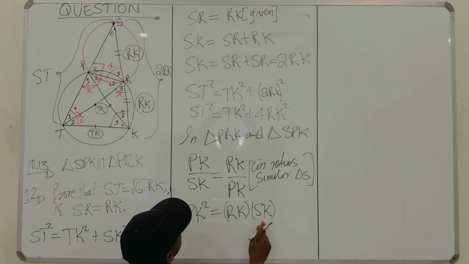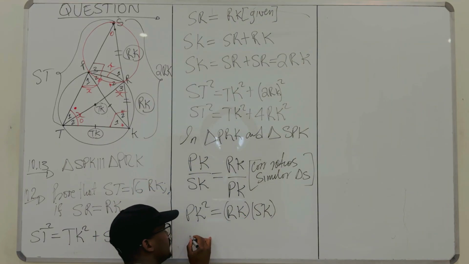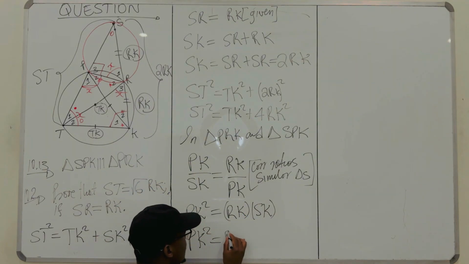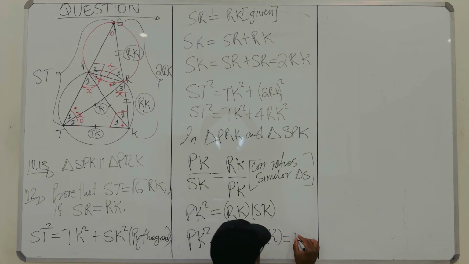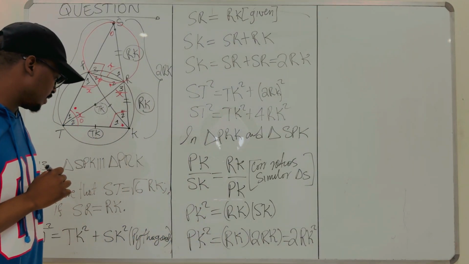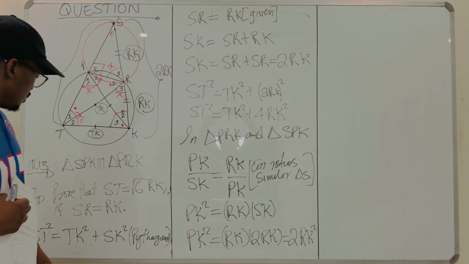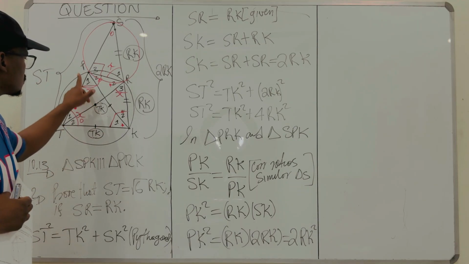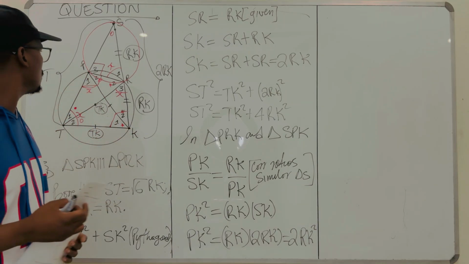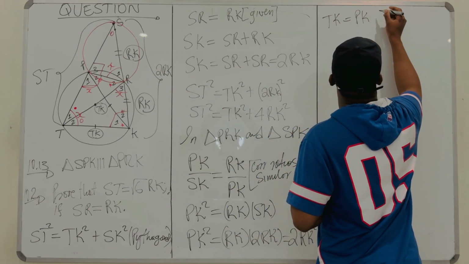But look at SK. SK here is equal to 2RK. So we have PK squared equal to RK times 2RK, which is equal to 2RK squared. Now remember that we want TK, but TK is equal to PK. This was given.